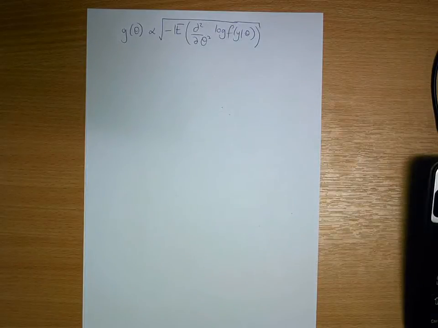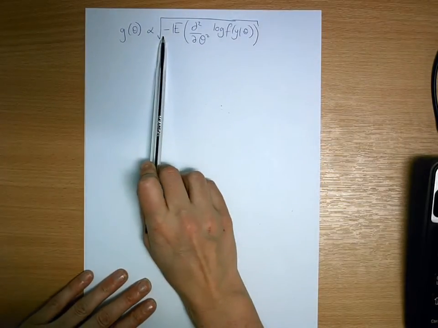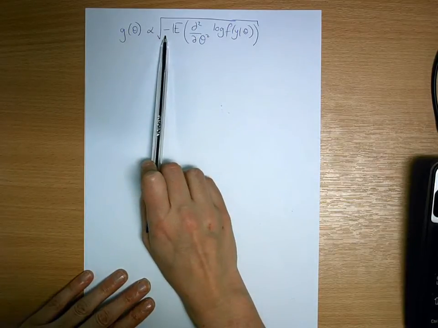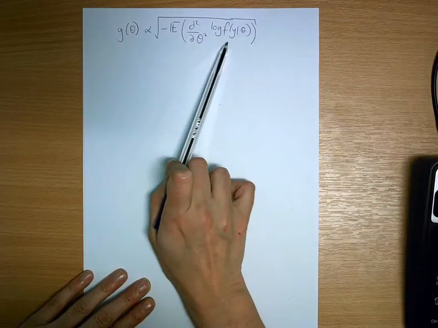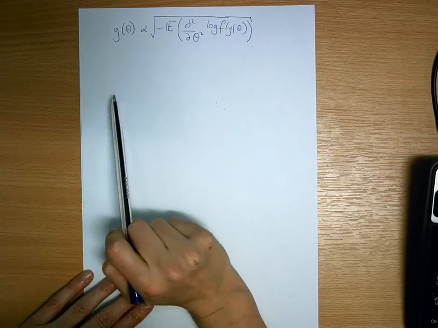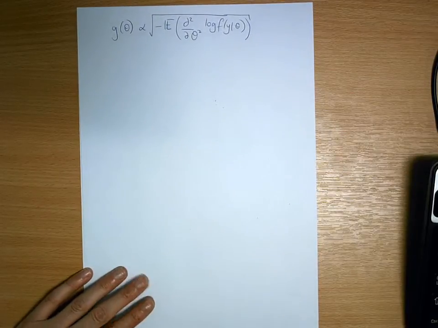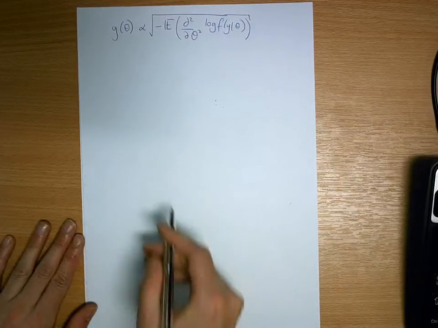Okay, so that's the form of Jeffreys prior in general. So what is it? It's proportional to the square root of minus the expected value of the second differential of the log likelihood function. That's a bit of a mouthful, but you do it very much in steps. And we're going to work through the binomial example.